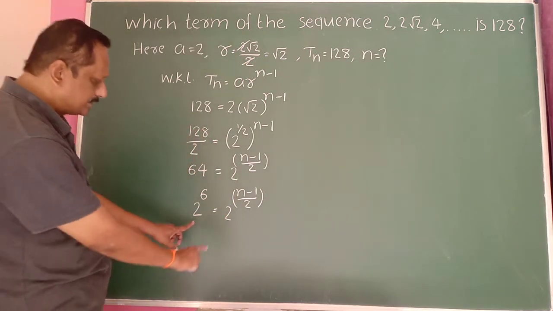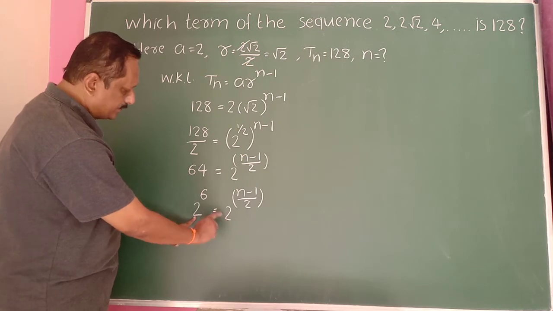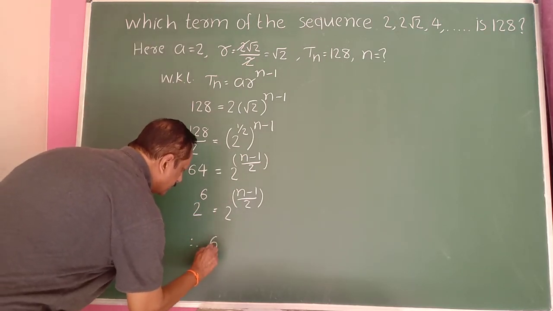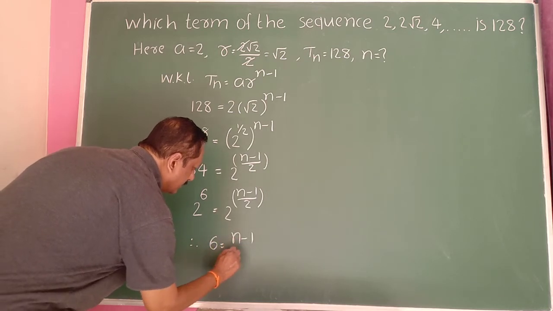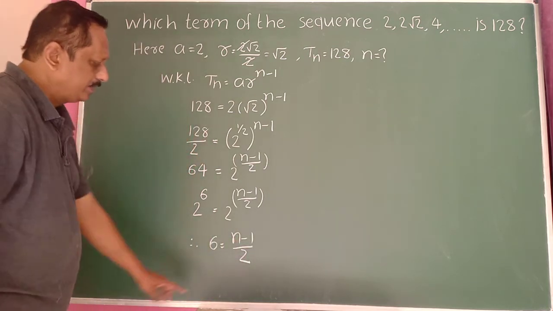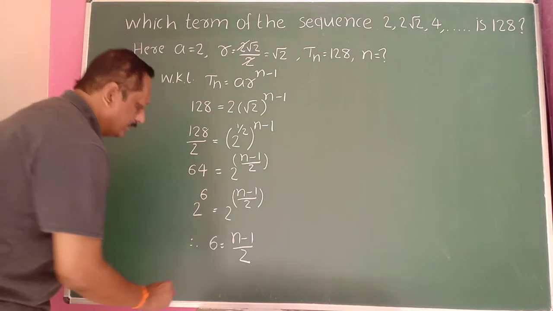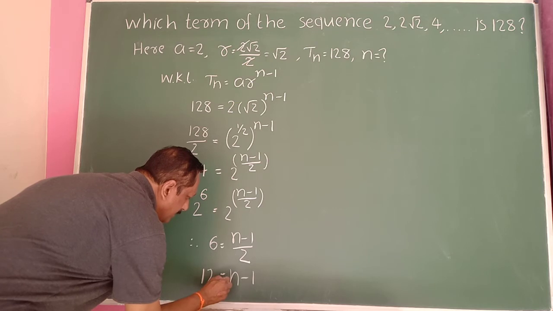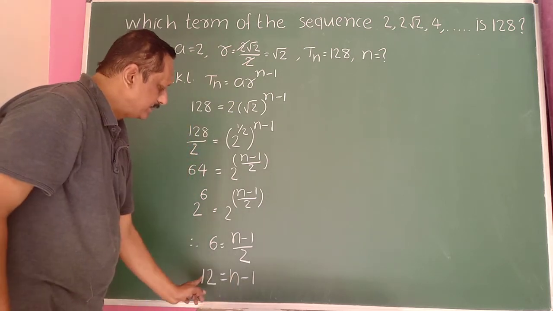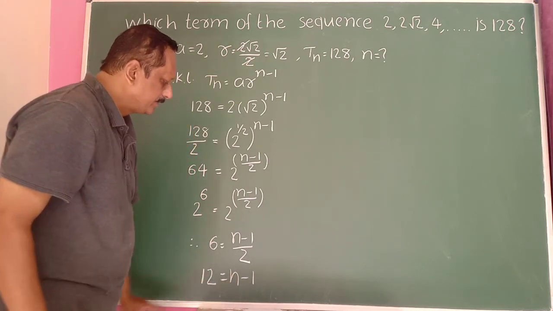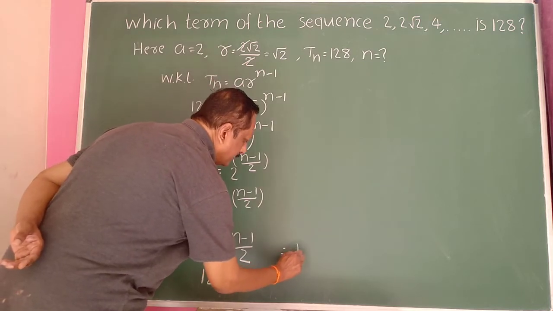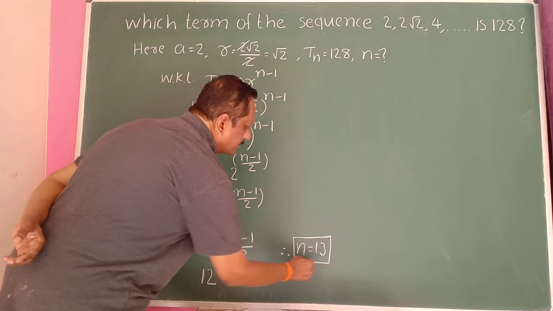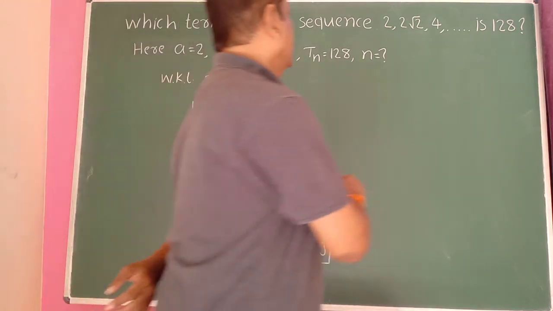Here the bases are the same, so equating the exponents, 6 is equal to n minus 1 divided by 2. Take 2 to this side: 6 twos are 12, so 12 is equal to n minus 1. Take minus 1 to this side, it becomes plus 1. 12 plus 1 becomes 13. Therefore n is equal to 13. So 13 is the answer, which means the 13th term is 128.